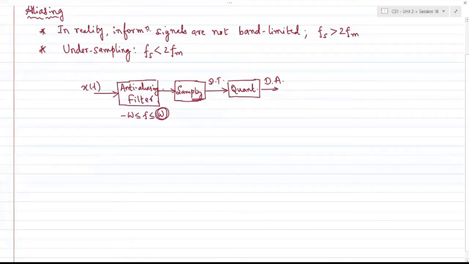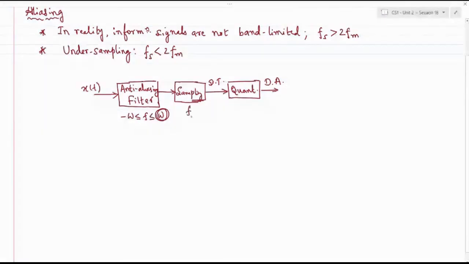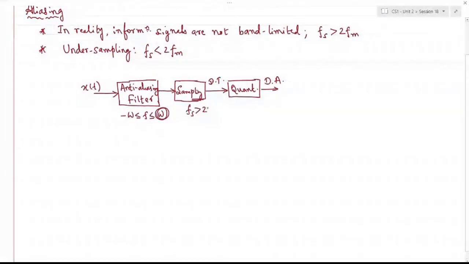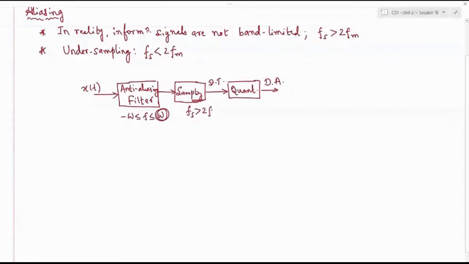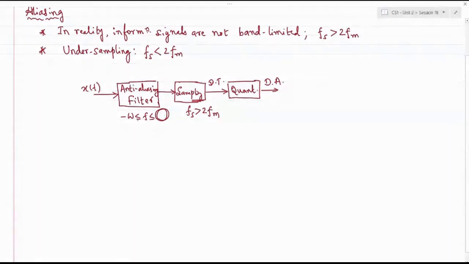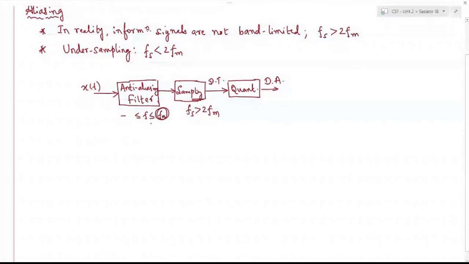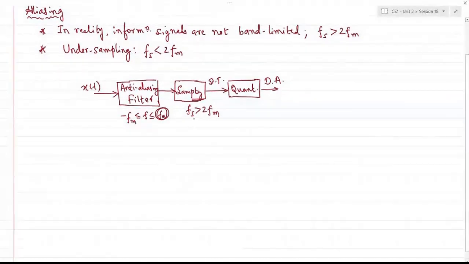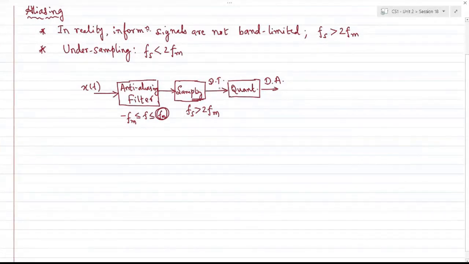The filtered signal is then sampled at a rate definitely higher than the maximum frequency content. Sorry, if I use W, I can replace this with FM. This is the notation that I've been using all along. So definitely you'll choose the sampling frequency much higher than twice FM, which will try to avoid aliasing, and which will help at the receiver part.